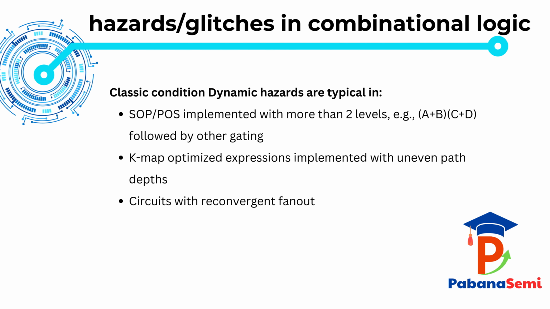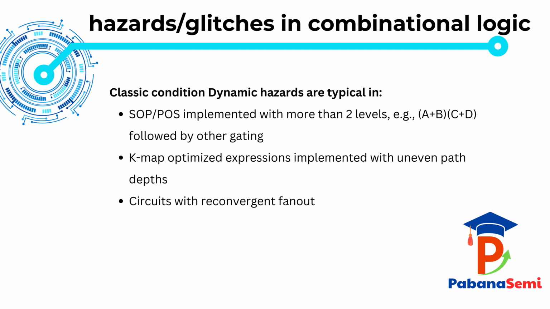Now let's look at the classic conditions where dynamic hazards are most likely to appear. Dynamic hazards are typically seen in multi-level combinational logic, meaning circuits that have more than two gate levels. For example, consider an expression like A plus B, C plus D, and then that result feeds into additional logic gates. Because the signal passes through several stages, different paths accumulate different delays.